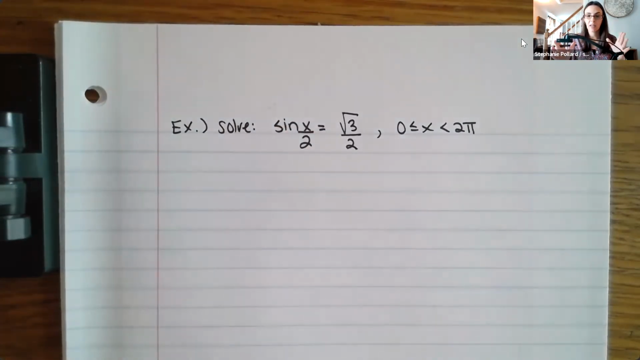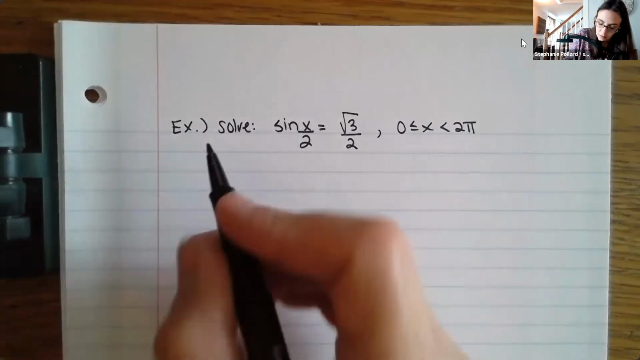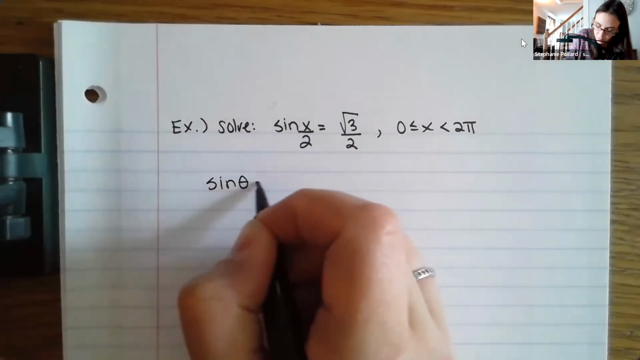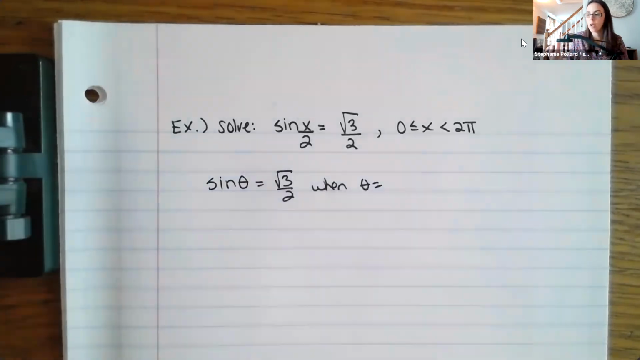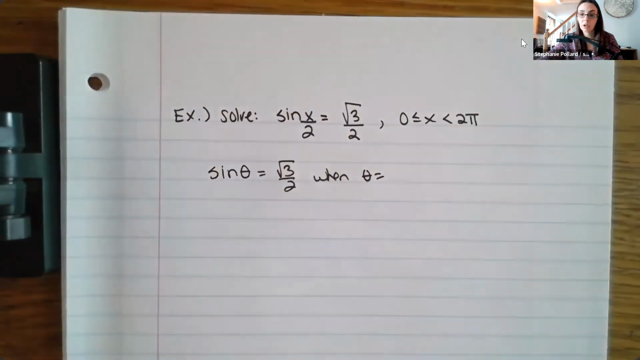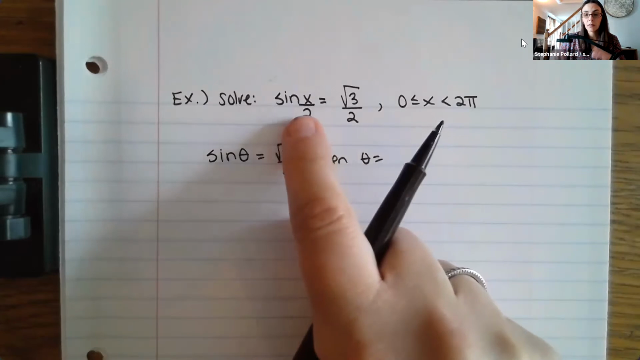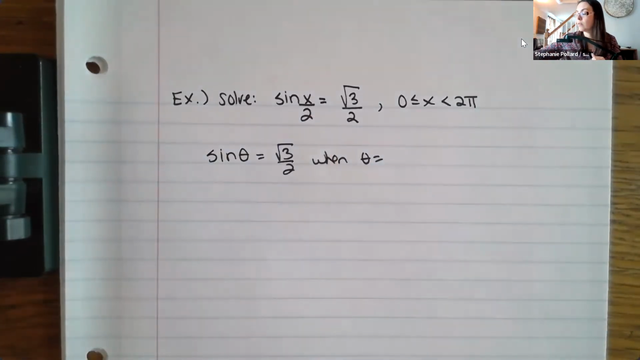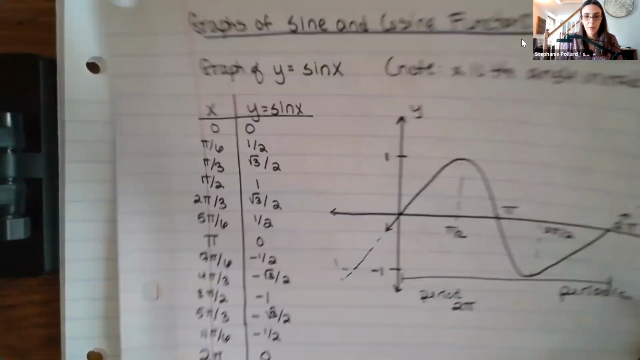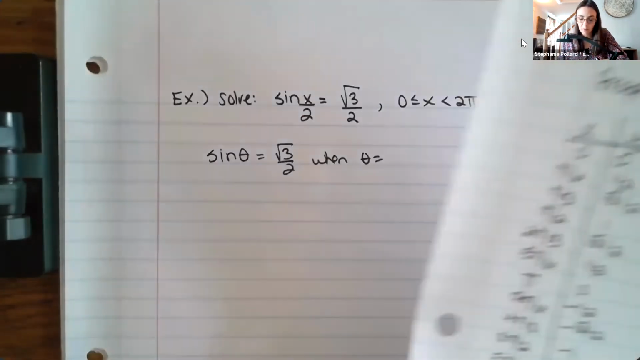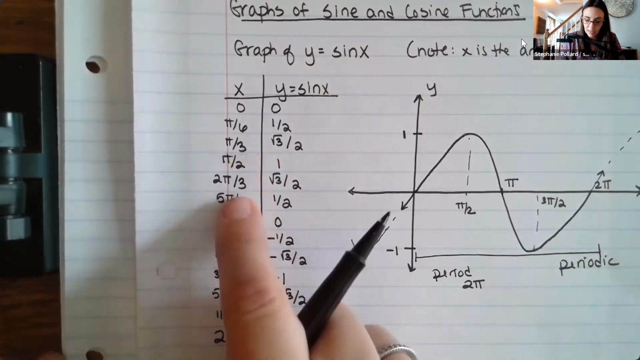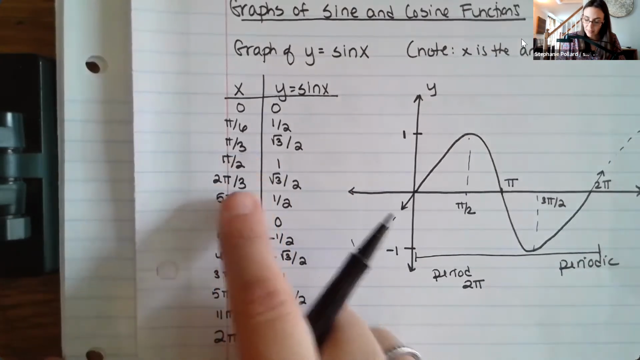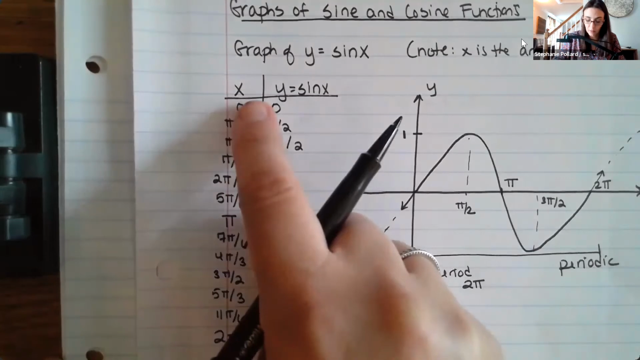So you have to kind of think and say, okay, I need to figure out, well, sine of theta is equal to root 3 over 2 when theta is what? When the angle is what? And again, you can go back to one of your charts. For sine, the basic sine function, the first period is between 0 and 2 pi. So if I look here, again, I'm going back to my previous notes, looking for root 3 over 2, I see that occurs at pi over 3, and again at 2 pi over 3. And that's the only time that it occurs within 0 to 2 pi.